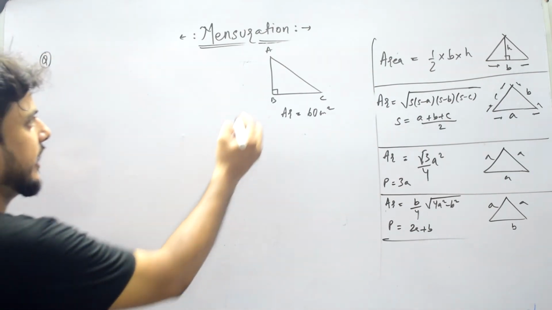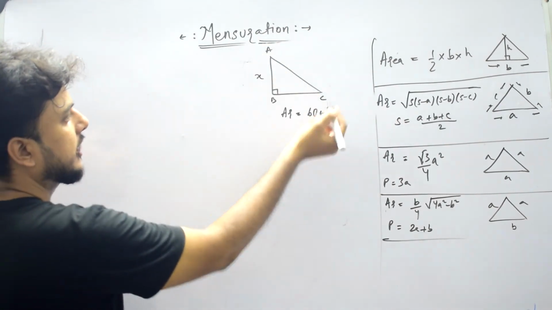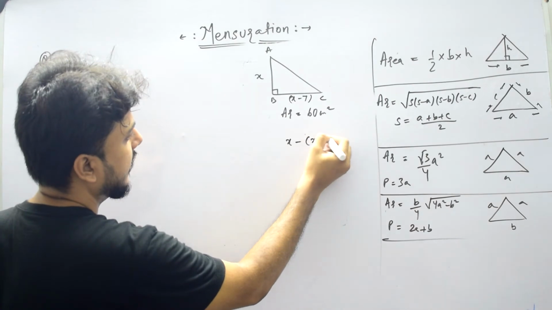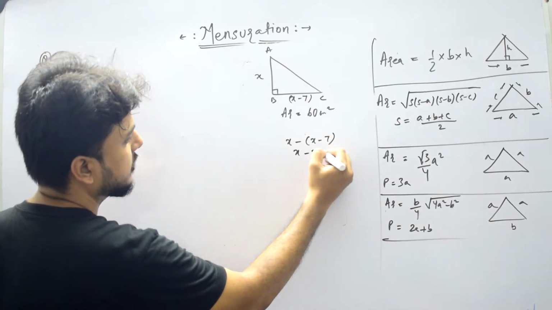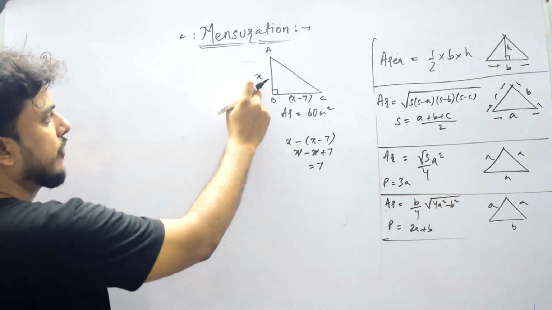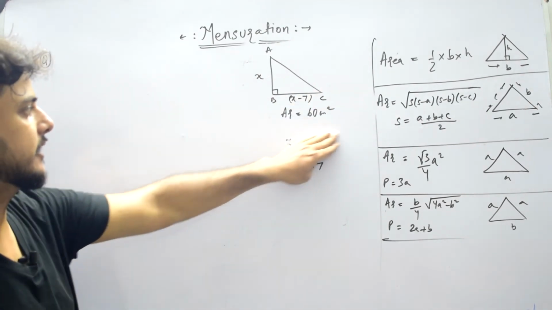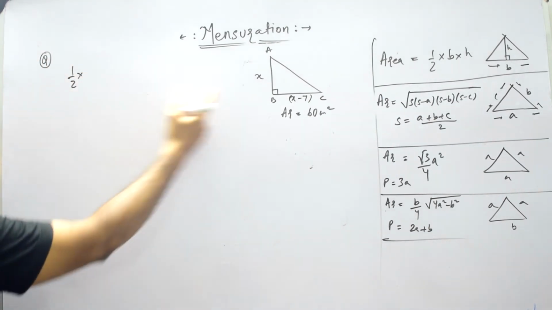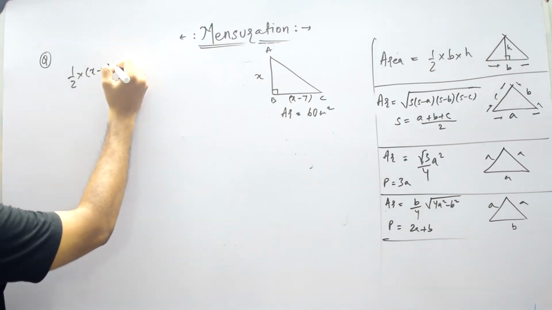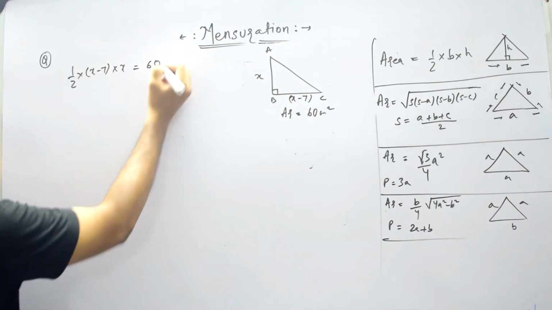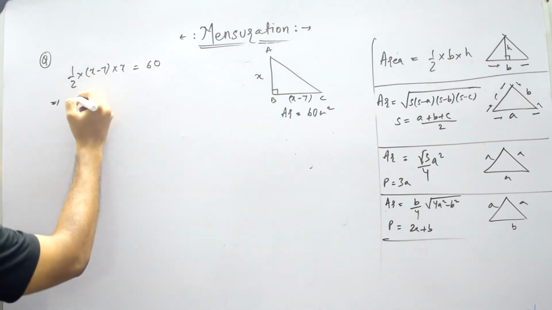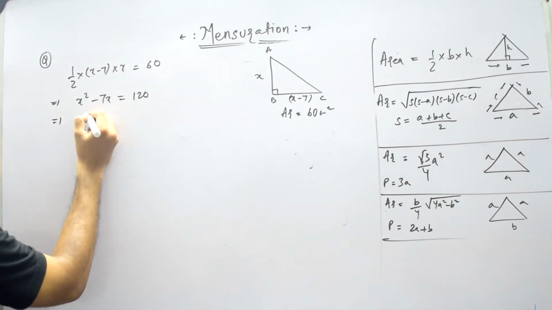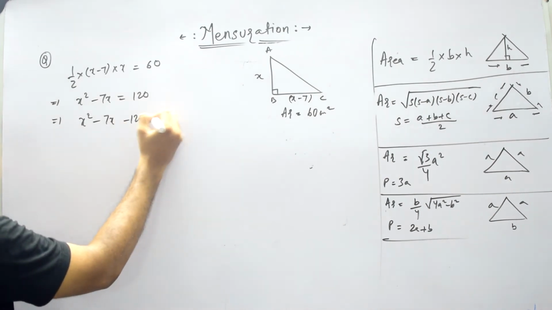Now suppose we assume one of the sides as x. So the other side will be x minus 7, because the difference is 7. If I subtract these two, I will get minus x plus x cancel, I will get 7. Now we know the formula for area, that is half into base into height. So half into the base x minus 7 and the height x, and the area is given, it is 60. Now we will open the bracket and multiply: x square minus 7x equals, this 2 will multiply with 60, it becomes 120. So x square minus 7x minus 120 equals 0.